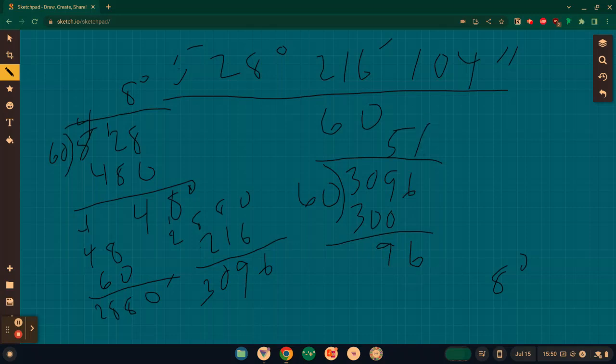60 goes into 96 once, and we end up with 6 and 3. So we get 51 minutes with 36 minutes left over. 60 doesn't go into 36. So we can pull this 51 minutes over here, and then we want to convert.